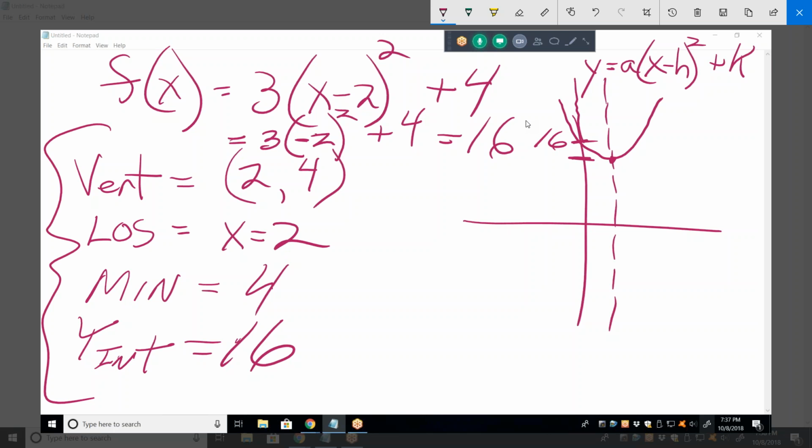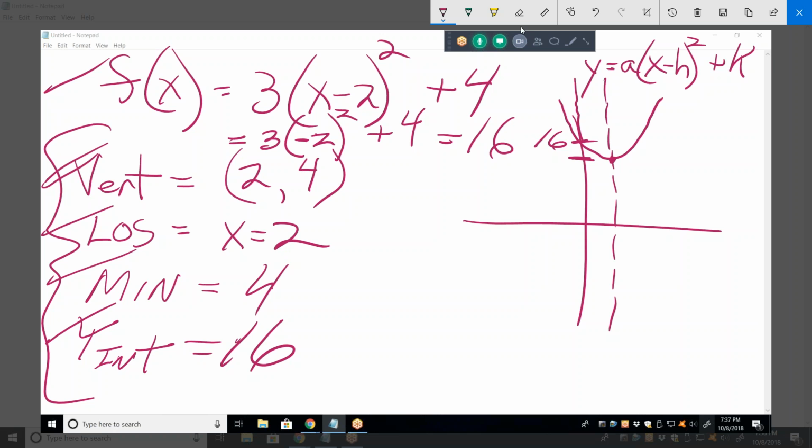And there was a fifth thing. Oh no, there wasn't. We had five things before, because if you have the x coordinate and the y coordinate, in this case you got them both in one. So you can see how different the problem was when they gave it to us in vertex format. You get the vertex instantly, no calculations. You get the line of symmetry instantly, no calculations. You get the minimum instantly, no calculations. The only calculation you have to do is to get the y-intercept. But it all depends on what form they give it to you as to how you proceed.